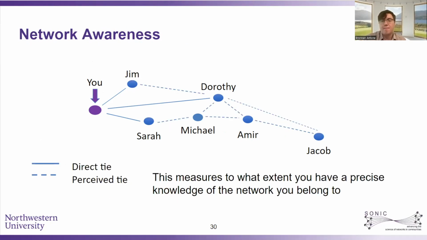And then just imagine this type of network, right? So you have direct connections: Jim, Dorothy, and Sarah, and then you perceive there are indirect connections from Dorothy to Jacob, and then Dorothy to Amir, and so on. But in reality, maybe Jim doesn't have a connection to Dorothy, and also Dorothy doesn't have a connection to Michael, but Jim and Sarah might have a connection which you do not perceive.